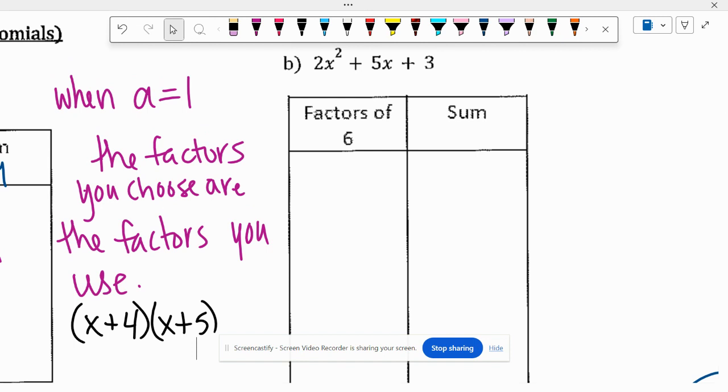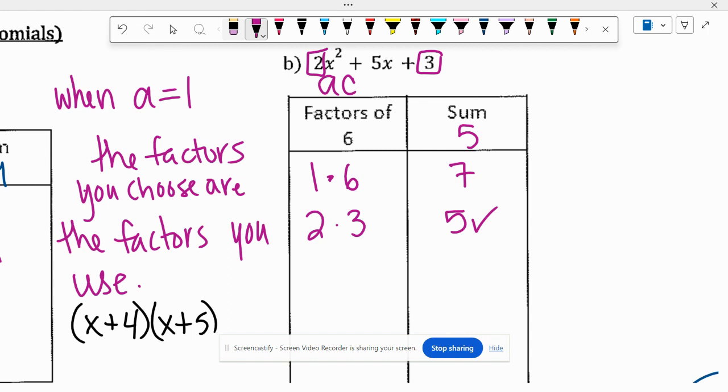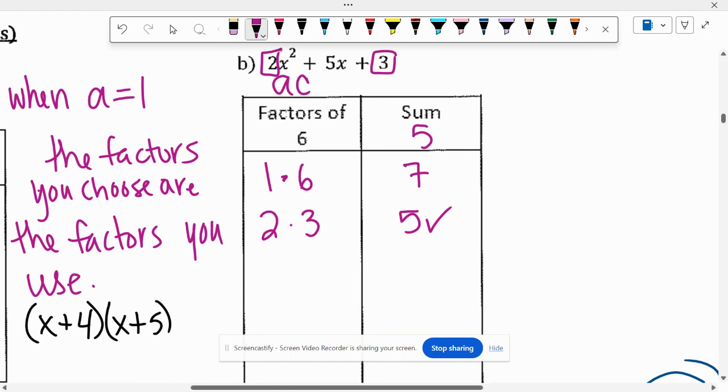Okay. All right. So the factors come from A times C. So the reason we're looking for factors of 6 is because 2 times 3 is 6. We also need to have them add up to what? What is the value of B? 5. Okay, let's see. Factors of 6. 1 times 6. What's another factor of 6? 2 times 3. Okay. So 1 times 6, when I add it together, 1 plus 6 is 7, but 2 plus 3 is 5. So the factors that we're using are going to be 2 and 3.